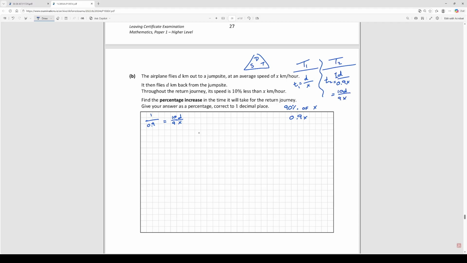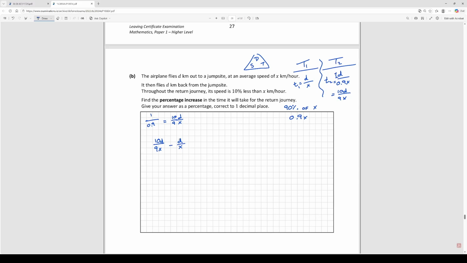What we can say is, it says what's the percentage increase? Well, it's going to take longer, obviously, because it's going slower. But what I'm going to do is find what the increase is first. So I can't find the percentage increase until I find the actual increase. So I'm going to do the longer one minus the shorter trip.